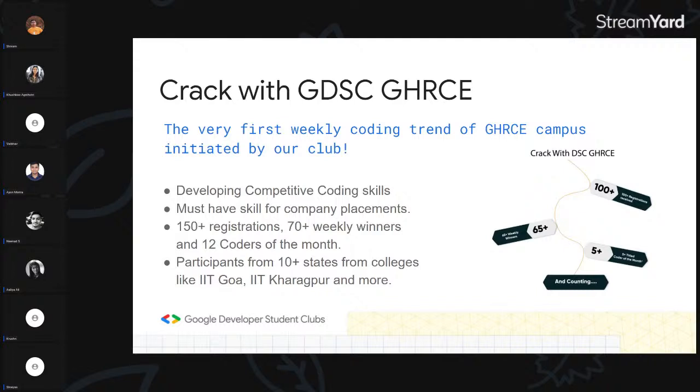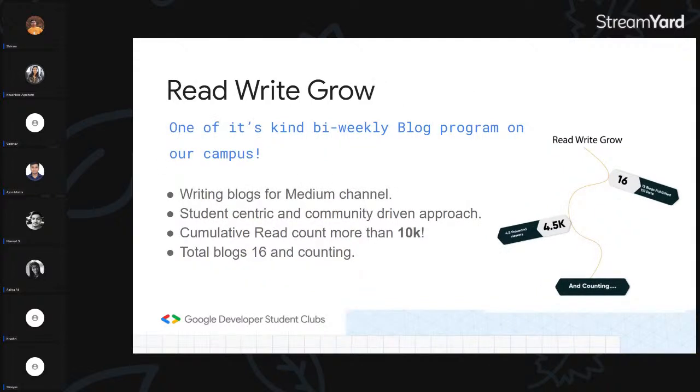The next is the Read Write Grow program, one of its kind bi-weekly blog program on our campus and the only blog program. The main motive was to encourage students to write blogs for Medium channels so that they can research and grow their knowledge about different topics and share that knowledge through their writing skills with different students. A student centric and community driven approach with a cumulative reach count of more than 10,000. We have a total of 16 blogs and still counting, and we also have guest faculty writers as well.